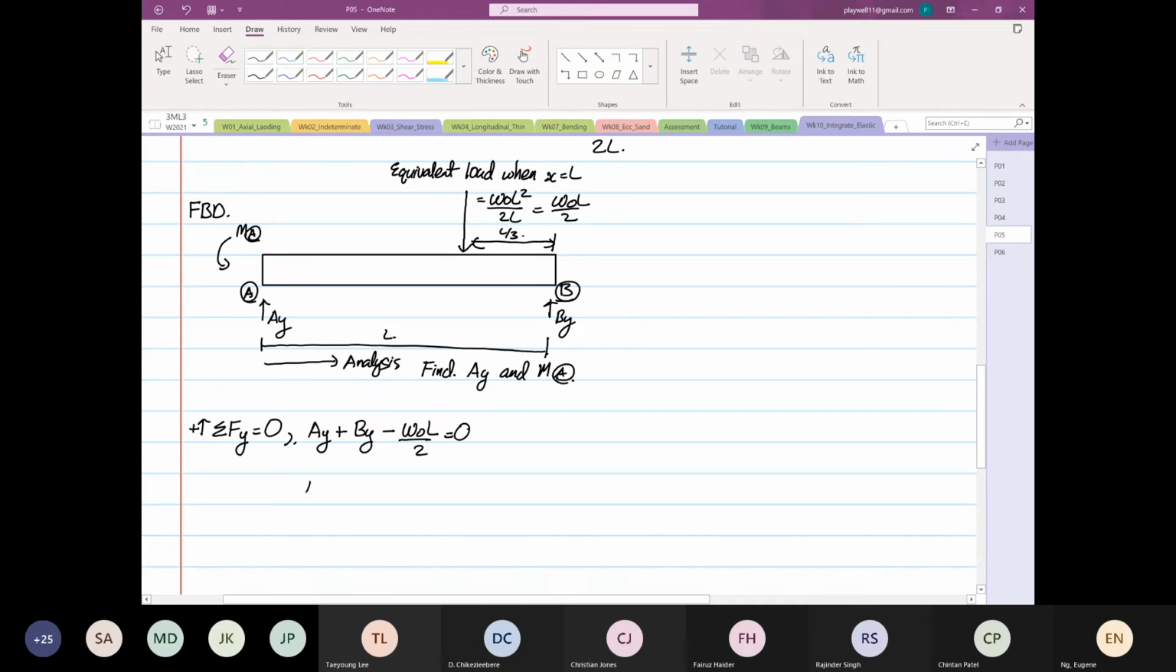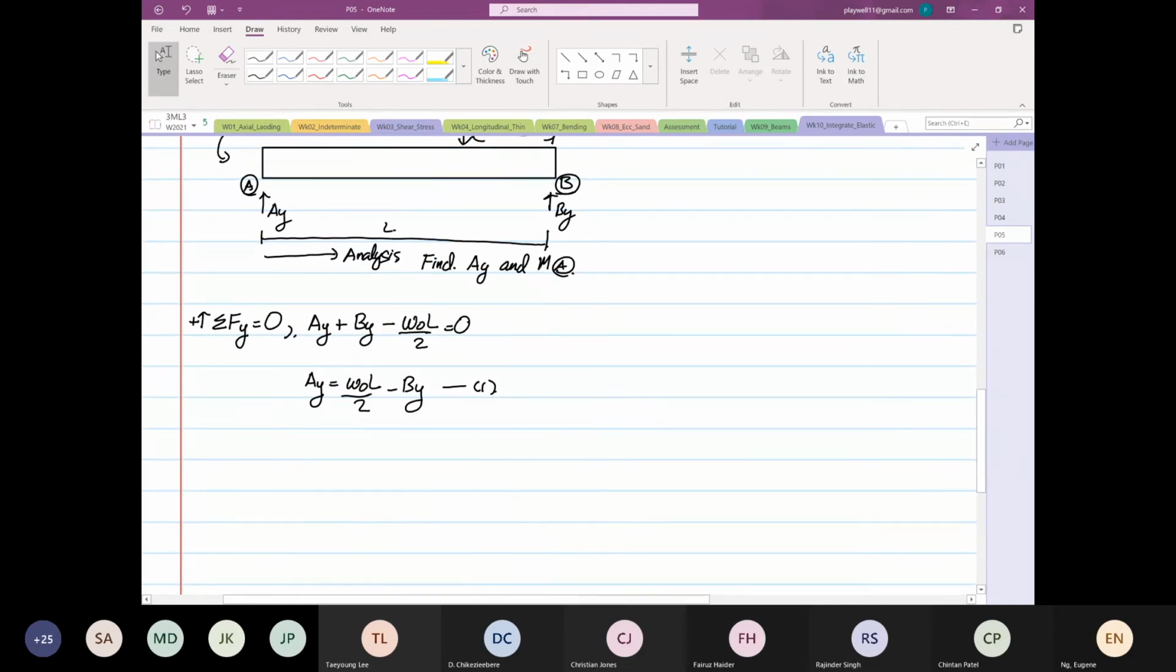So AY is equal to omega naught L over 2 minus BY. Okay, so this is my equation number 1. Okay, and then we're going to take moment. So you want it to be a function of BY, yes or no, right? You have to have BY on the right hand side. So you are going to take moment at point A.